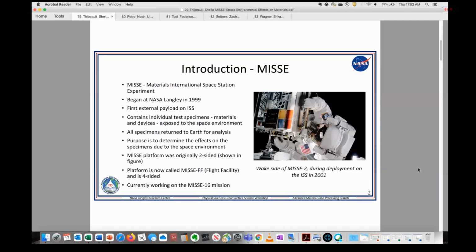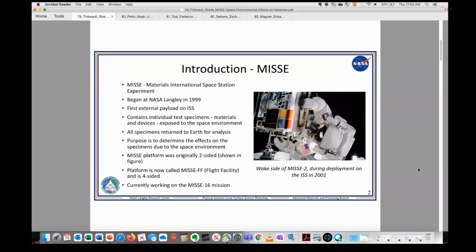I'm going to talk about MISSY. MISSY is one of my most favorite subjects. MISSY stands for the Materials International Space Station Experiment. It began in 1999, and it was the very first science payload on the outside of the International Space Station structure. The purpose for MISSY is to provide a platform in the space environment for testing individual test specimens.